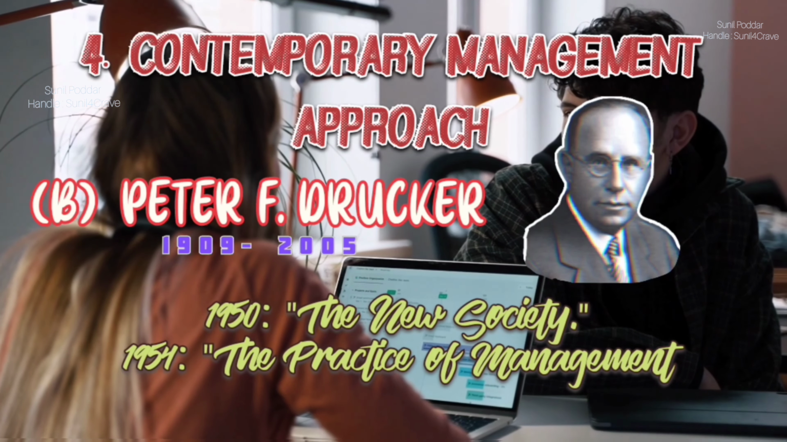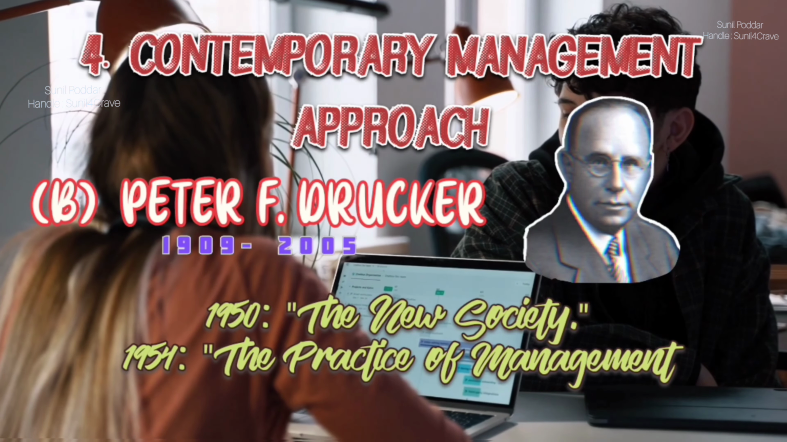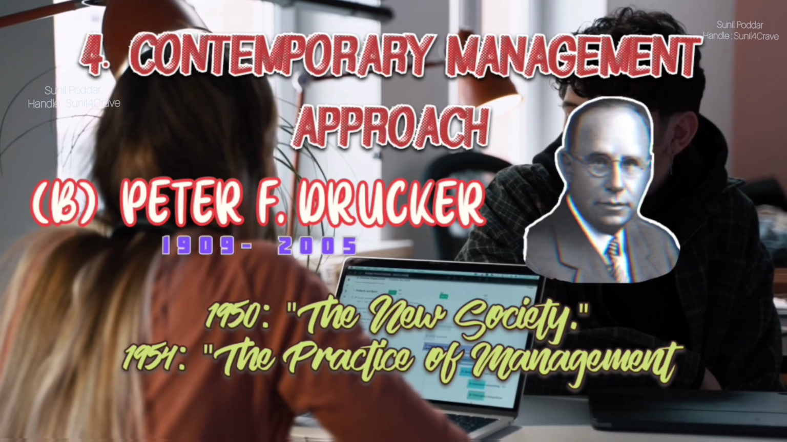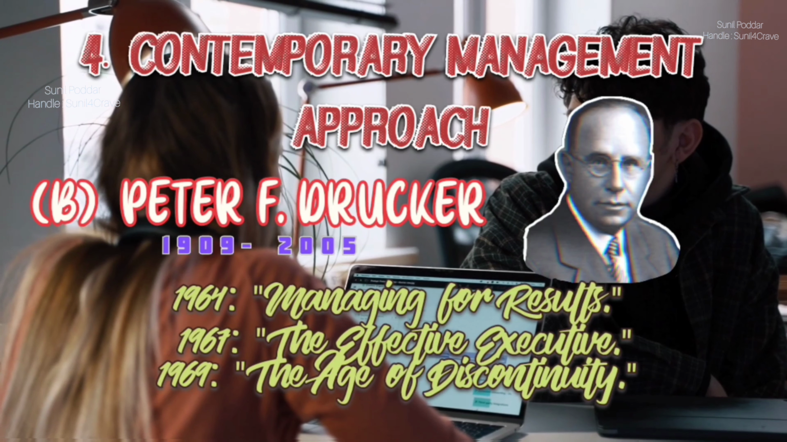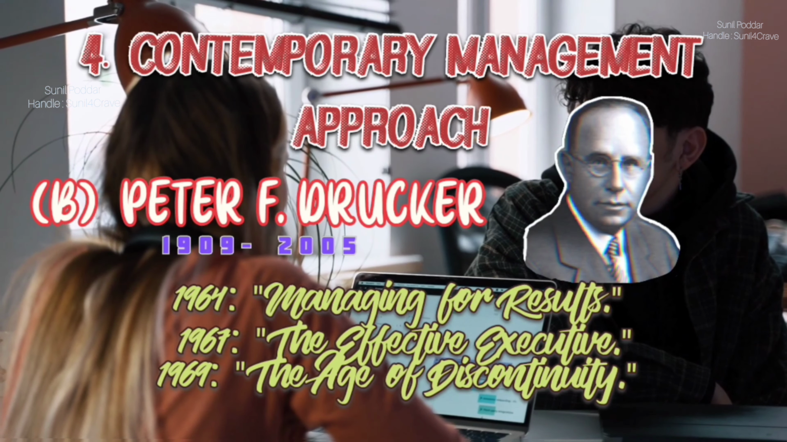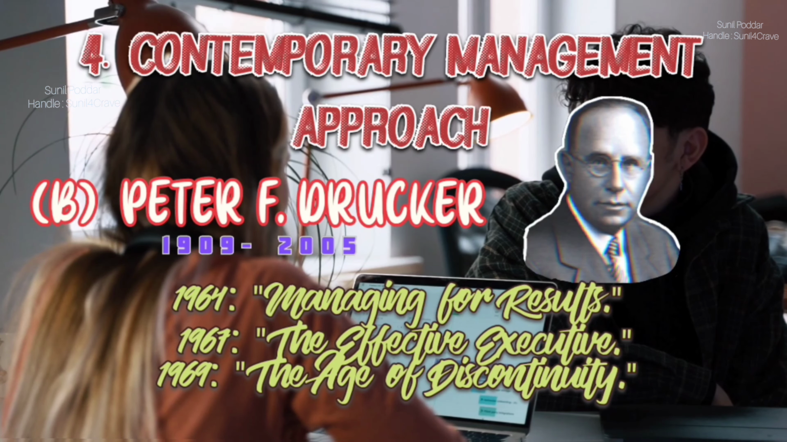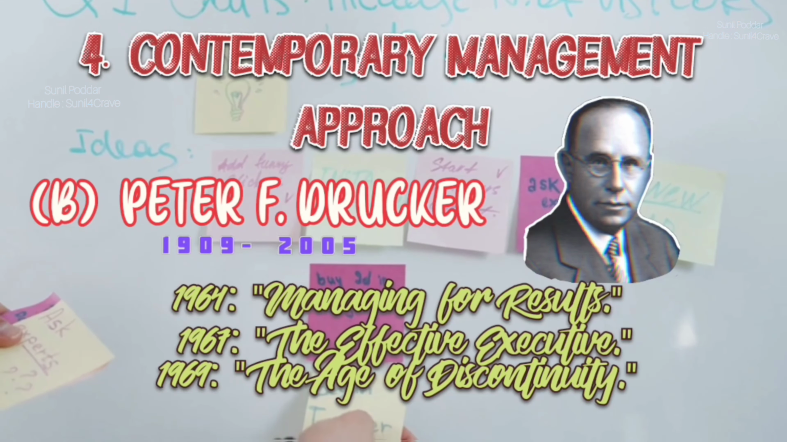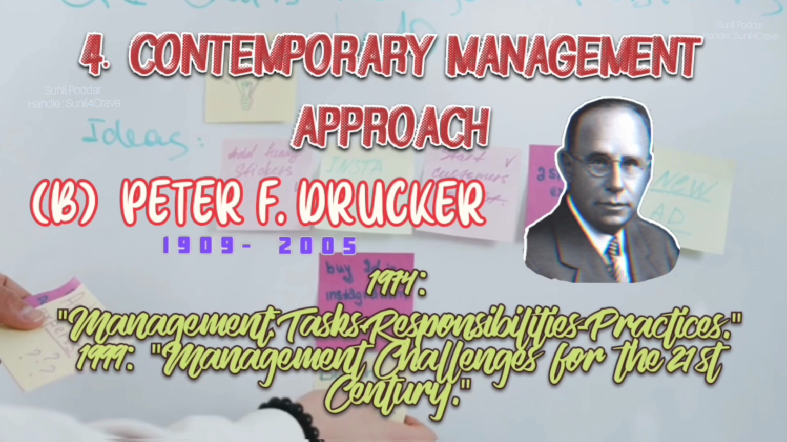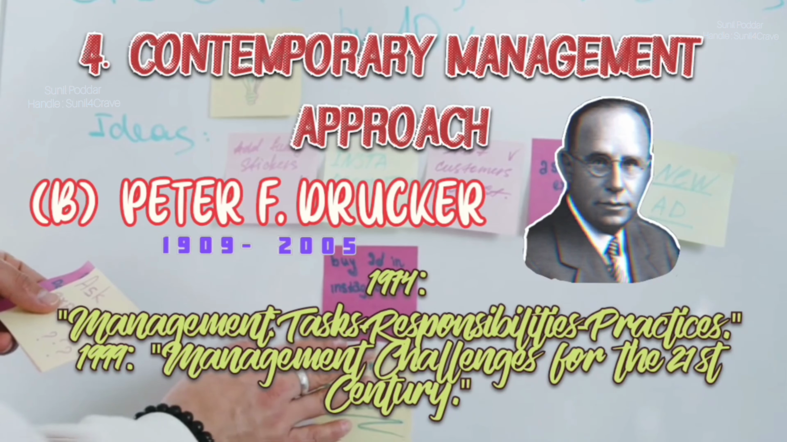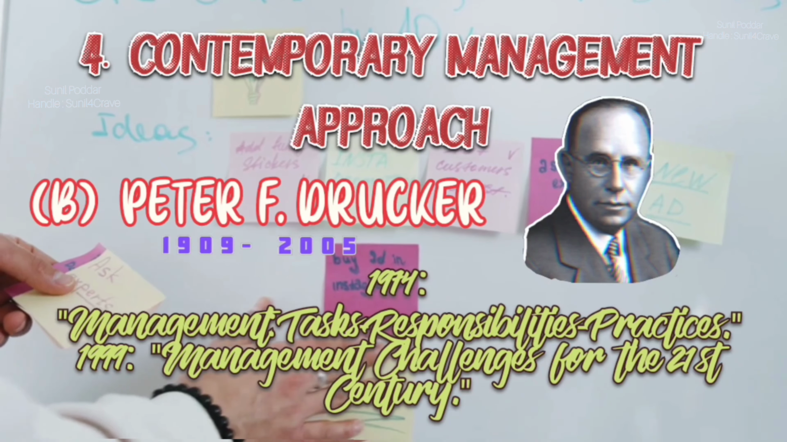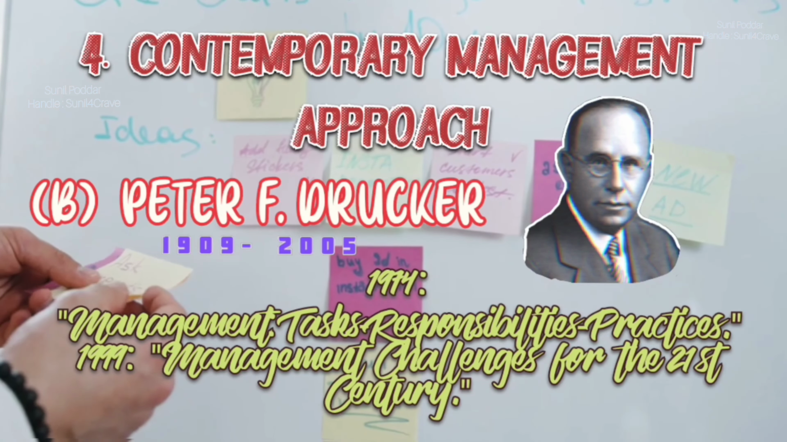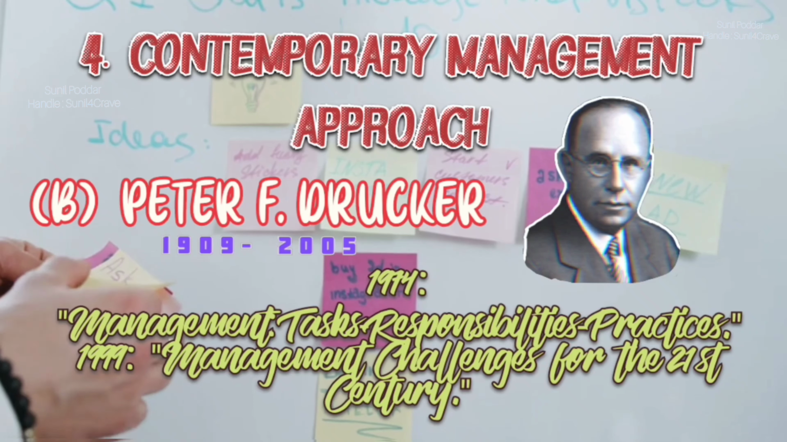In 1950, Drucker publishes The New Society. In 1954, he publishes The Practice of Management. In 1964, he publishes Managing for Results. In 1967, The Effective Executive. In 1969, The Age of Discontinuity. In 1974, Drucker publishes Management: Tasks, Responsibilities, Practices, and in 1999 publishes Management Challenges for the 21st Century.